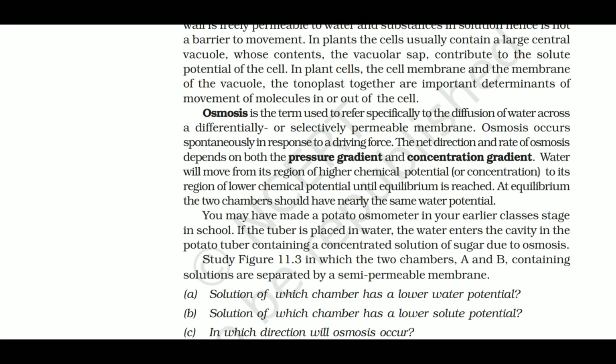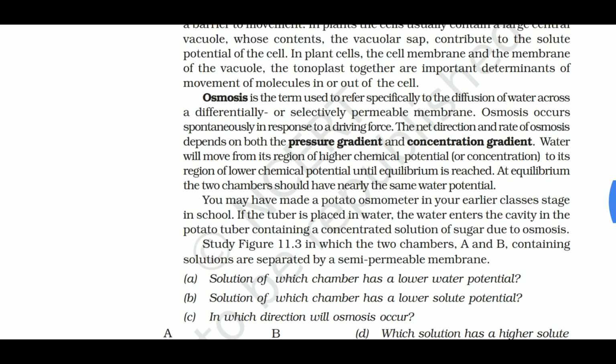In plants, the cells usually contain a large vacuole. This is also a characteristic feature of the plant cell. Inside this central vacuole we will have cell sap, vacuolar sap, we also call it cell sap, whose contents contribute to the solute potential of the cell. Whatever the solutes, they will be present inside this vacuole. In plant cell, the cell membrane and the membrane of the vacuole, which we call tonoplast, the membrane of the vacuole we call as tonoplast.